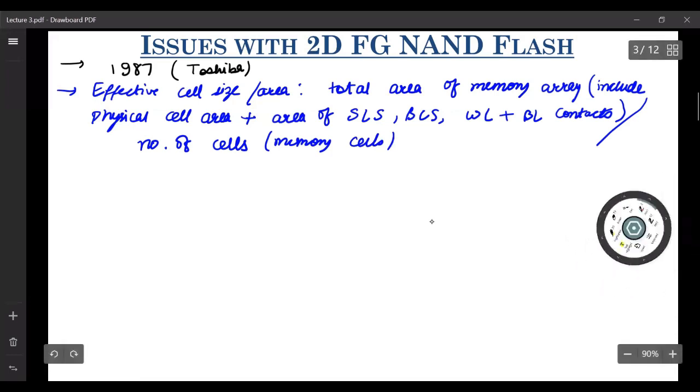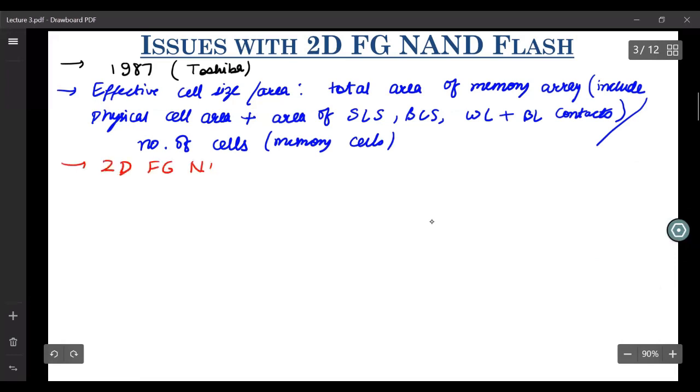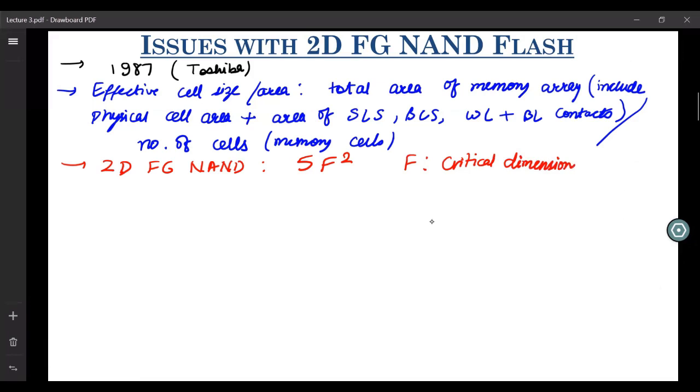For this 2D floating gate NAND, the effective cell size comes out to be 5F squared. Now what exactly is this F? F is called the critical dimension, or the minimum possible feature which you can draw on your chip using that technology. So it's also called the critical dimension or the minimum feature size.